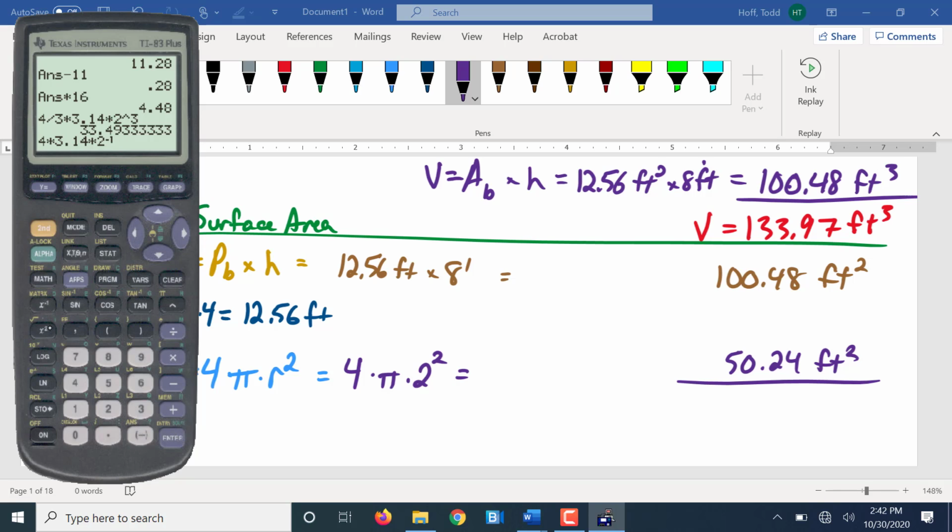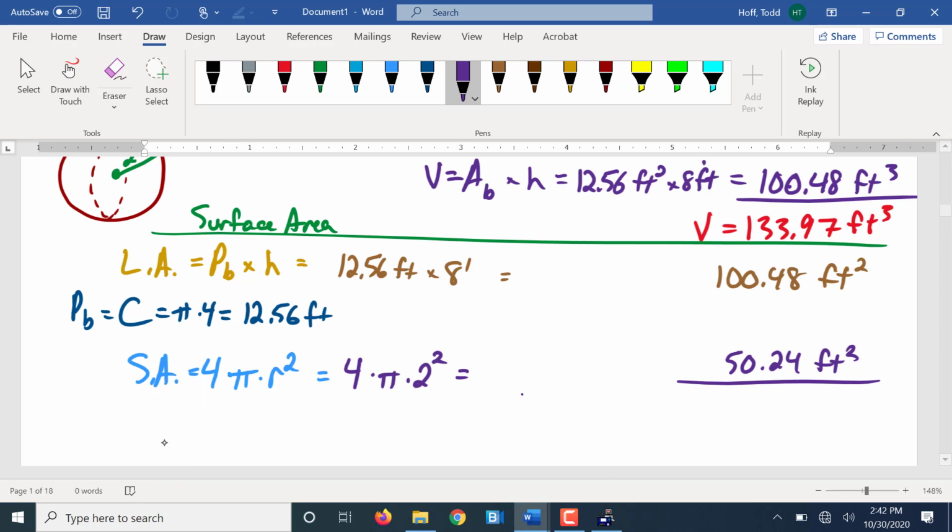All right, 50.24. So we add those up, get 150.72 square feet. You must have squared the 4 instead of the 2.